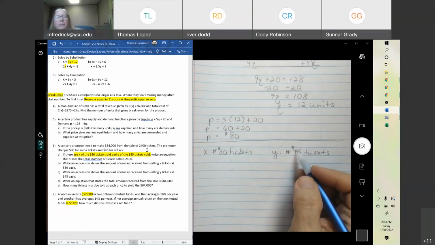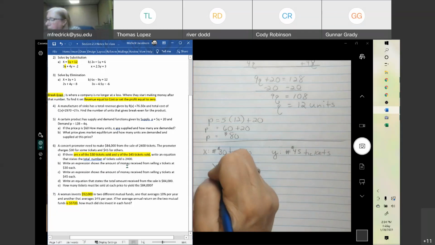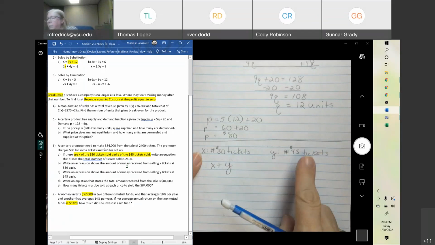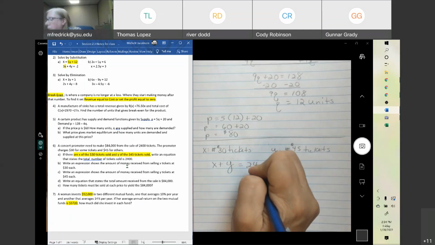On a test, I would just say, find out how many tickets of each should be sold. I would not guide you with all of this, especially B and C. But part A, if there are X of the $30 tickets and Y of the $45 tickets, write an equation that states the total number of tickets sold is 2,400. So total number means we're adding the number of tickets together, and is means equals. So X plus Y, because that's how many of each ticket are being sold. The two together should give you the total number of tickets, which is 2,400.